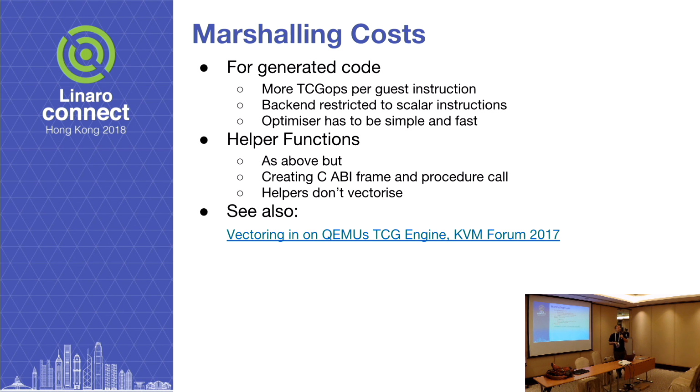QEMU also uses things called helper functions. Helper functions are bits of C code that get called from our JITted code, and they're typically there for more complex instructions that would be fiddly to do in pure TCG ops. But of course, if you're going to call a helper function for every single lane in your vector, you've also imposed the cost of creating a C ABI frame and procedure call, prologue and epilogue as you jump in and out. And also the helpers are only working on one element at a time, so you don't get a chance to use vectorization in the helper.